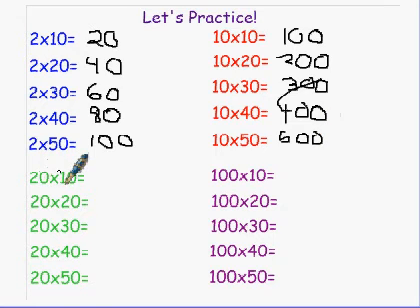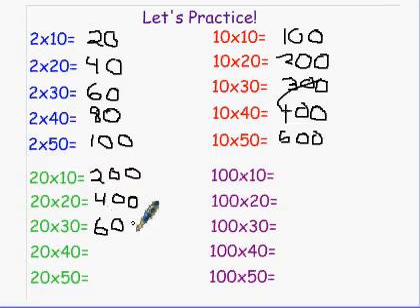And here we are, 20 times 10. I've got 2 zeros in my problem now, so my answer is not just 20, it's 200. 20 times 20 is 400. 20 times 30 is 600. 20 times 40 is 800. And 20 times 50 comes out to be 1,000.